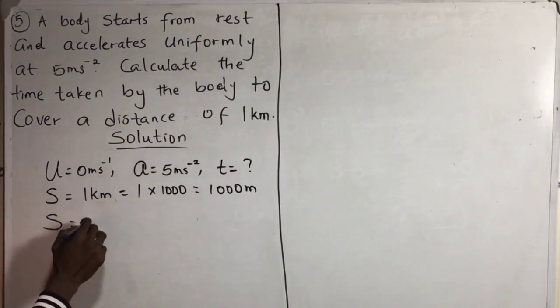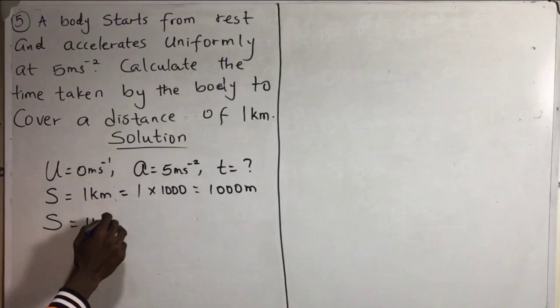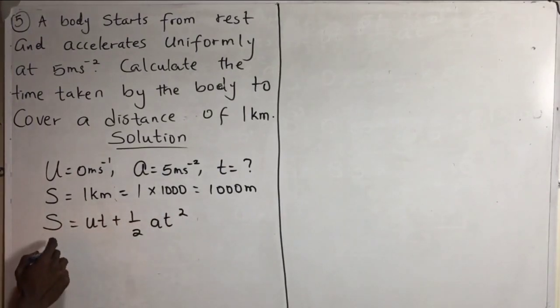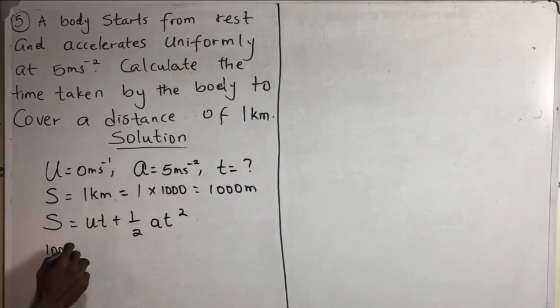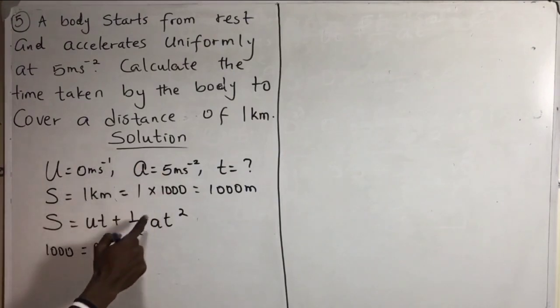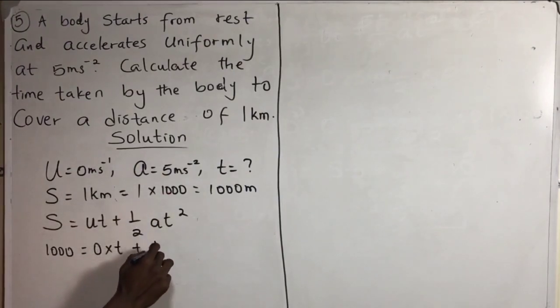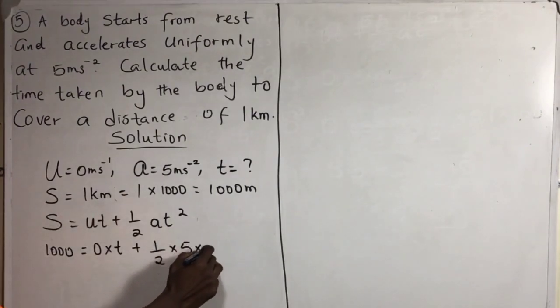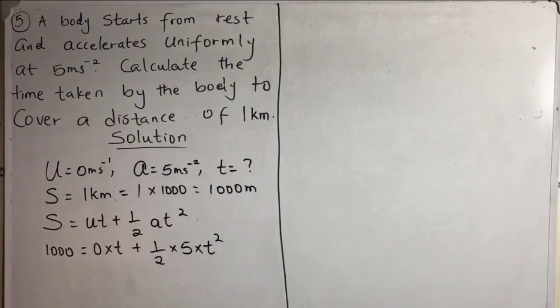Now let's apply this to our question. We have s equal to ut plus 1 over 2 at squared. So the distance is 1,000. The initial velocity is 0 multiplied by the time taken, which is unknown, t, plus 1 over 2 multiplied by the acceleration, which is 5, and the time taken is just t squared. Now we've just input all our quantities into the equation.